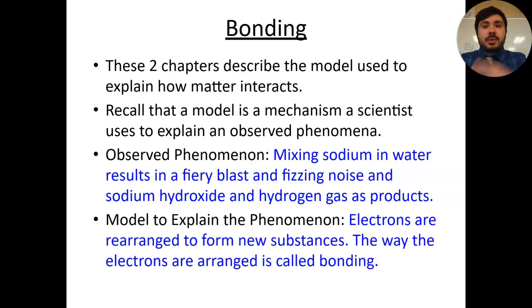Okay, so the model to explain that would then be electrons are arranged to form new substances. The way the electrons are arranged is called bonding, right? And that's essentially what happens here. That's why I've mentioned so much over the last couple of chapters how important electrons truly are. We spent an entire chapter, Chapter 9, our most recent one, talking about electrons. Electron configuration, what happens when electrons move up and down different principal energy levels and whatnot. Electrons are so incredibly important, and that importance doesn't stop here, especially when talking about bonding.